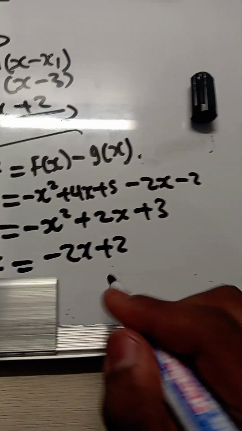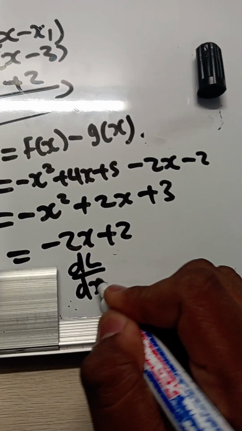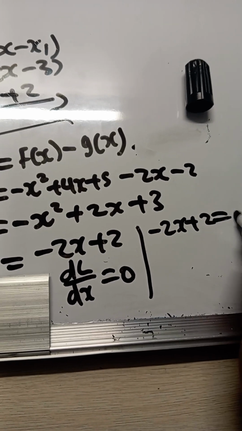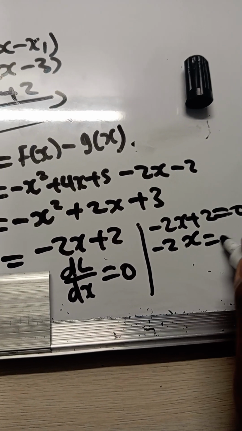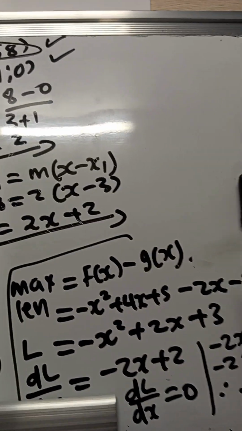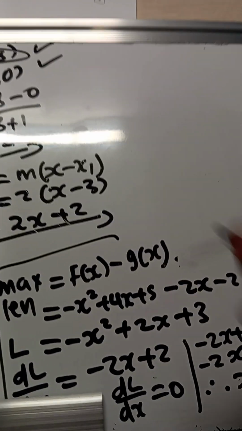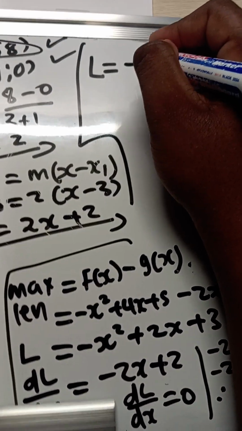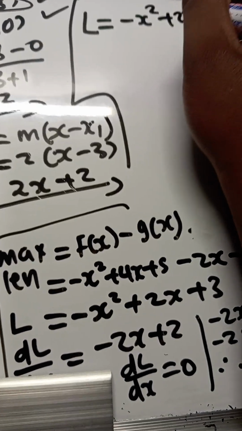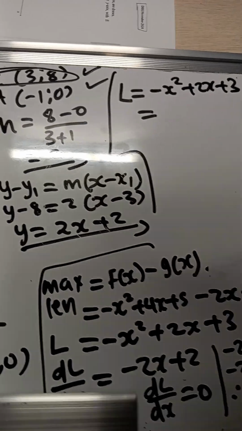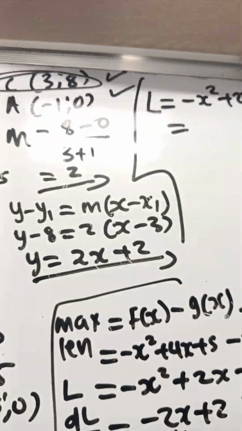To finish off everything, you know that dL over dx must equal 0, right? Then I'm just going to have -2x plus 2 equals 0. Then -2x equals -2. Therefore, x equals 1. Then to find the maximum length that they are looking for, L will be equal to negative x squared plus 2x plus 3, because they want the maximum length. It is a vertical length, so I have to find the y value.